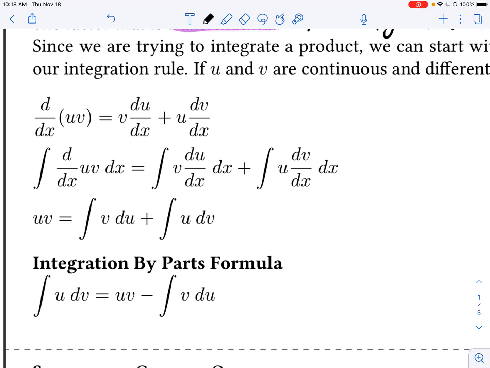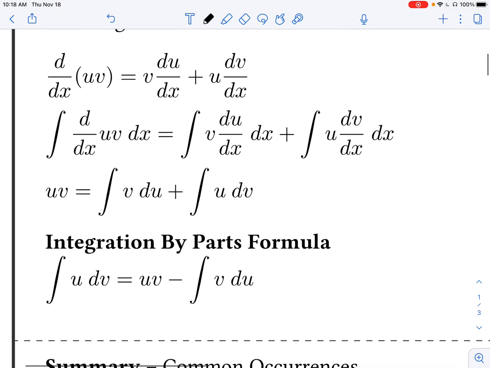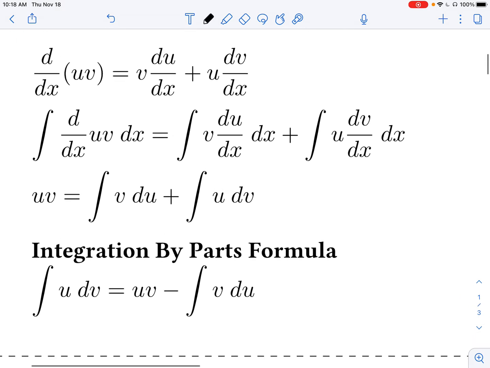Well, first off, let's talk about the derivation of the rule for integration by parts. What are we saying here? We're saying that the derivative of the product of two functions, u and v, so the derivative of u times v, is equal to v times the derivative of u plus u times the derivative of v. This is really just the product rule in action. That's all we're doing. In other words, this is v times u prime plus u times v prime.